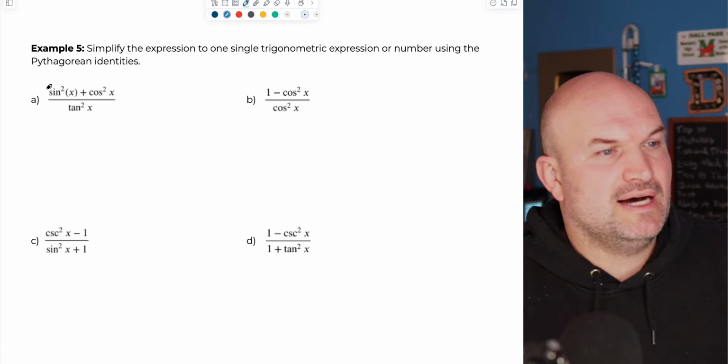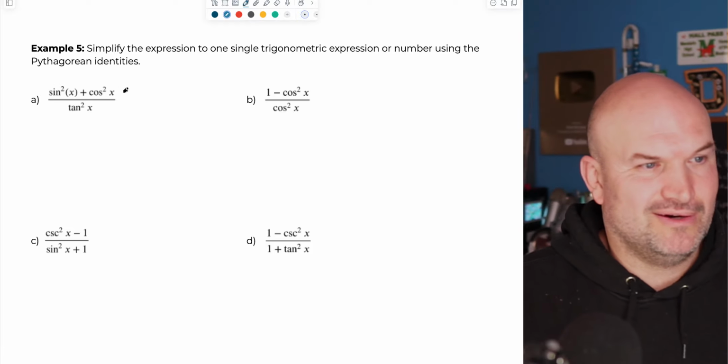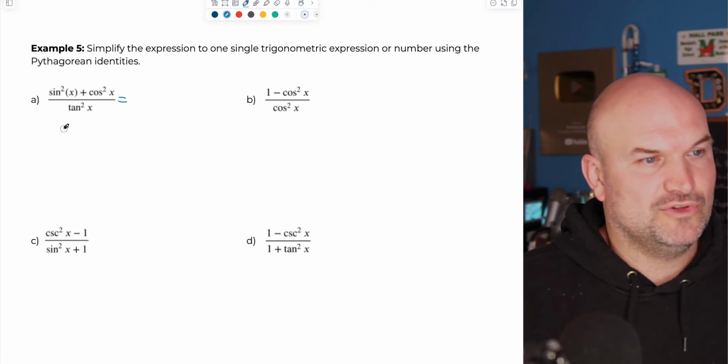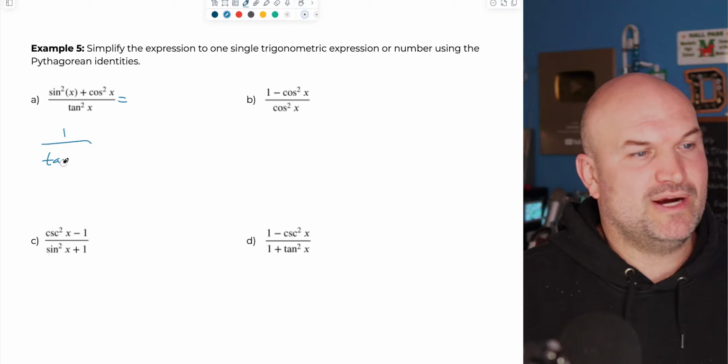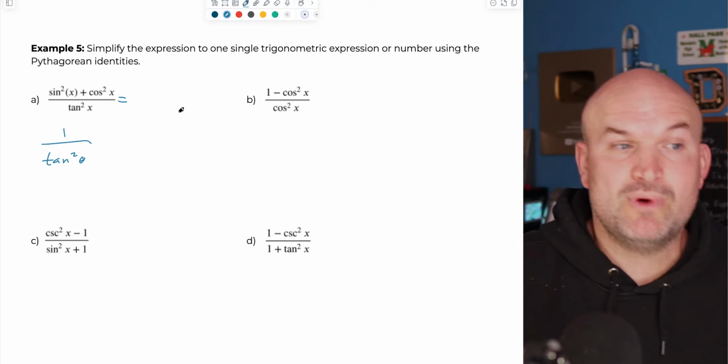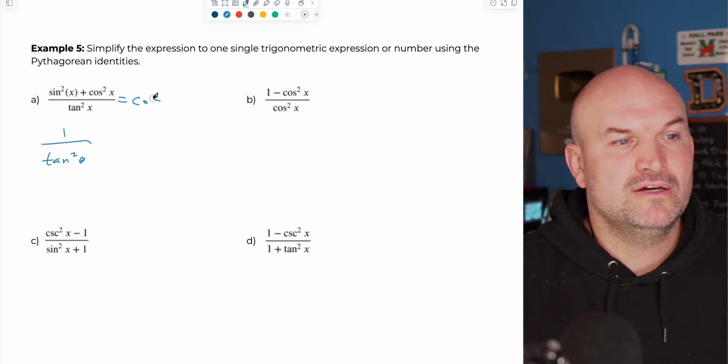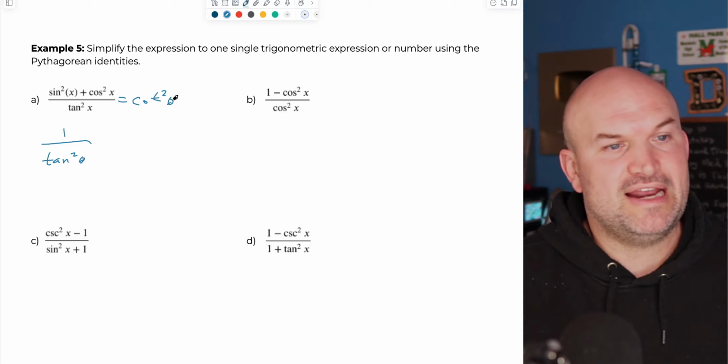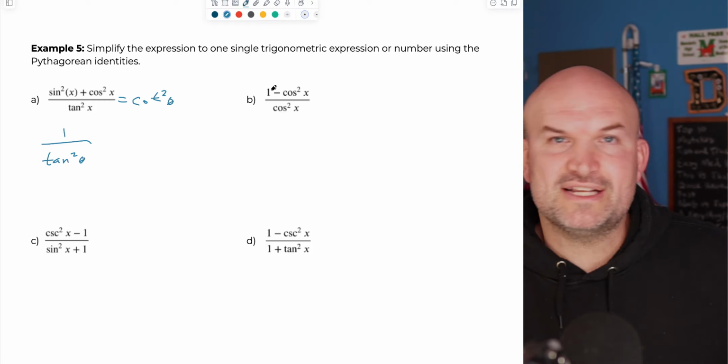So sine squared plus cosine squared, hopefully you're like, oh, I already know that one, Ms. McLogan. That's equal to 1 over tangent squared. Now remember, 1 over tangent is cotangent, so 1 over tangent squared is just going to be cotangent squared of theta. All right, 1 minus cosine squared of theta.